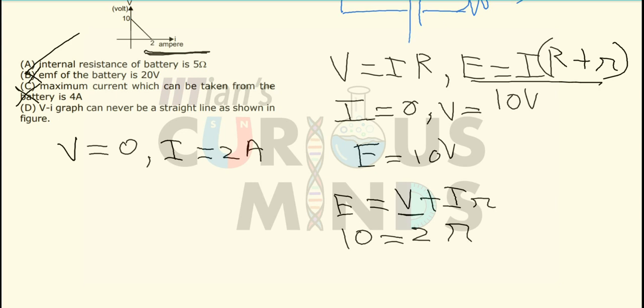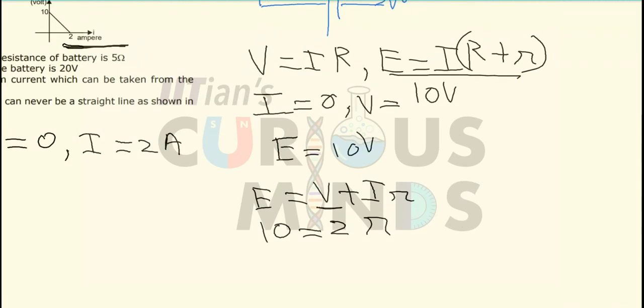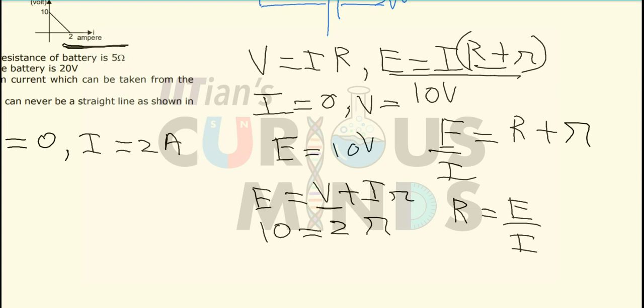The VI graph can never be a straight line as shown in the figure. But can the V versus I graph be a straight line? How will I get the V versus I graph? In order to do that, we substitute the value of capital R. E is equal to I times capital R plus small r, or E by I is equal to capital R plus small r. So capital R is equal to E by I minus small r.